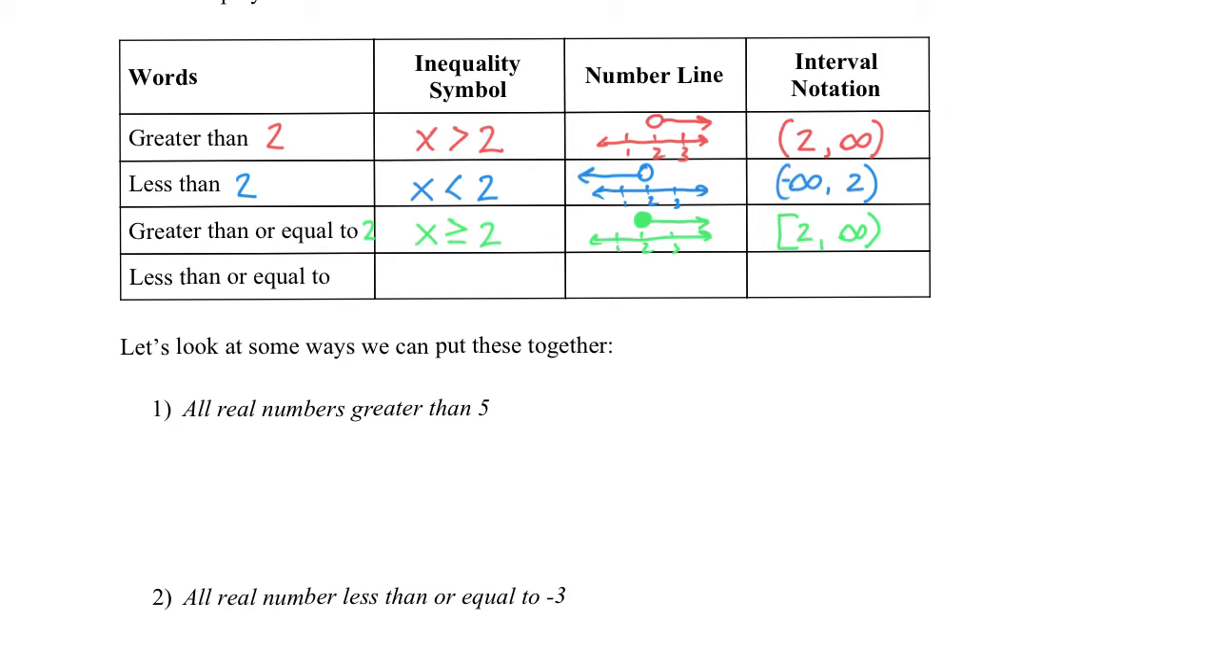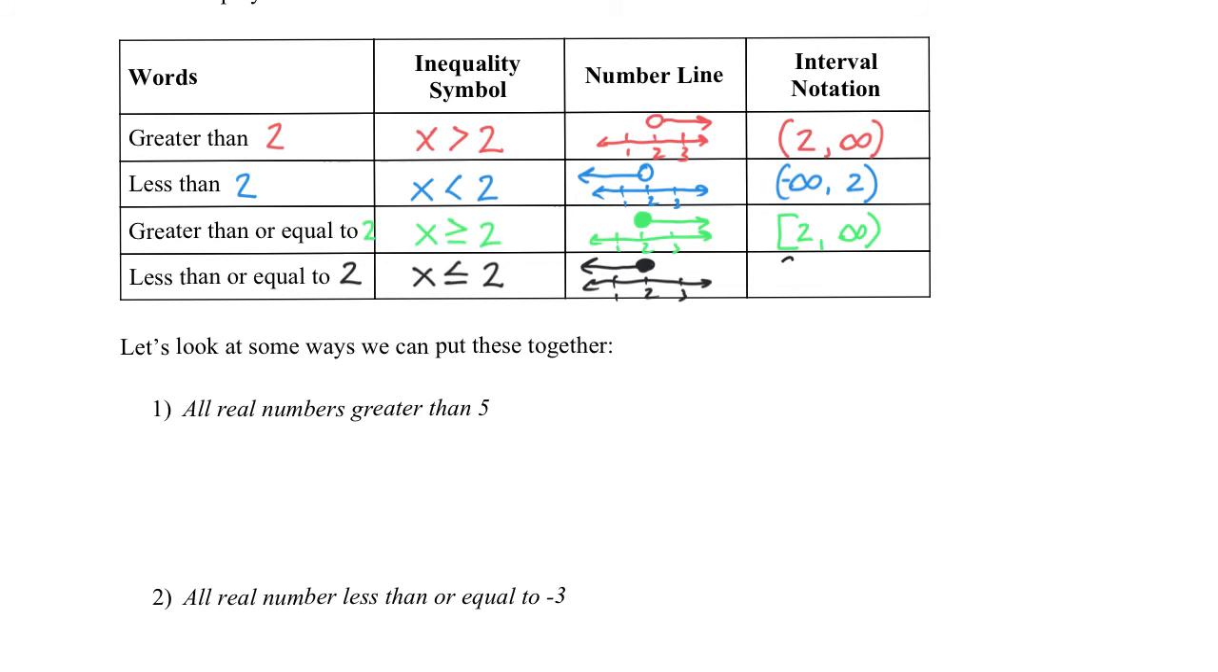All right, one last one. Less than or equal to 2. I bet you can figure this one out on your own. Less than or equal to 2. Number line. 1, 2, 3. Closed circle at 2, arrow pointed to the left, numbers that are less than 2.